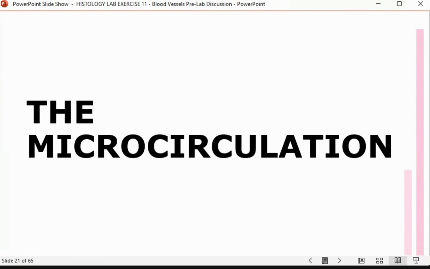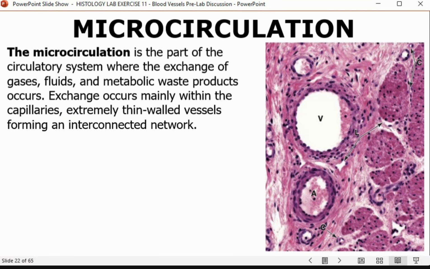And these capillaries, we also refer to them as the microcirculation. The microcirculation is the part of the circulatory system where the exchange of gases, fluids, and metabolic waste products occur. Exchange occurs mainly within the capillaries, extremely thin-walled vessels forming an interconnected network. Your capillaries will look like this. This is an artery, and this is a vein.